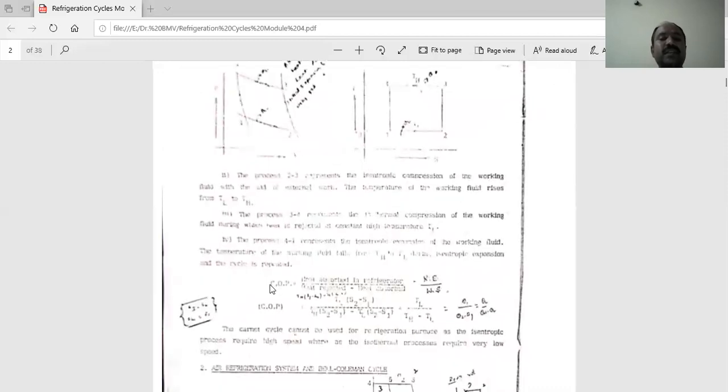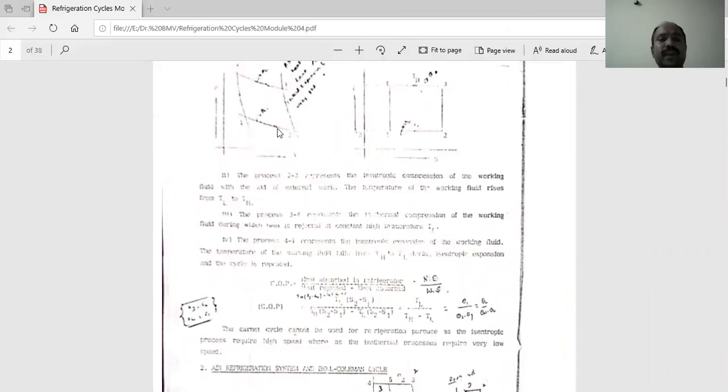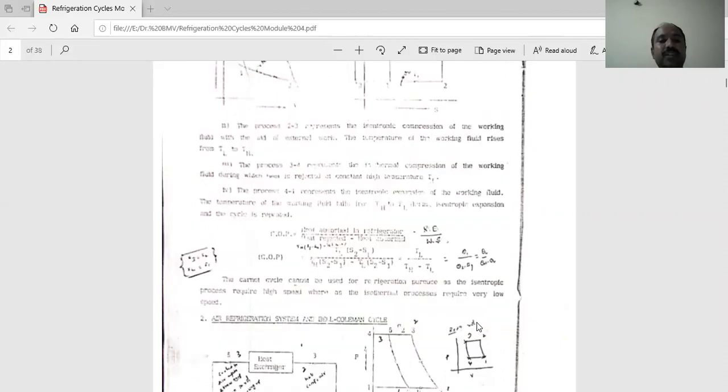Then what is the COP? The generalized definition of COP is refrigeration effect divided by work supplied. COP means refrigeration effect divided by work supplied. The COP of the Carnot cycle is equal to Q1 divided by Q2 minus Q1. Here Q2 is the heat rejected, and Q1 is the heat absorbed from the lower region, which is a very important criterion. So Q1 divided by Q2 minus Q1 is the COP of the Carnot cycle. A very simple expression.